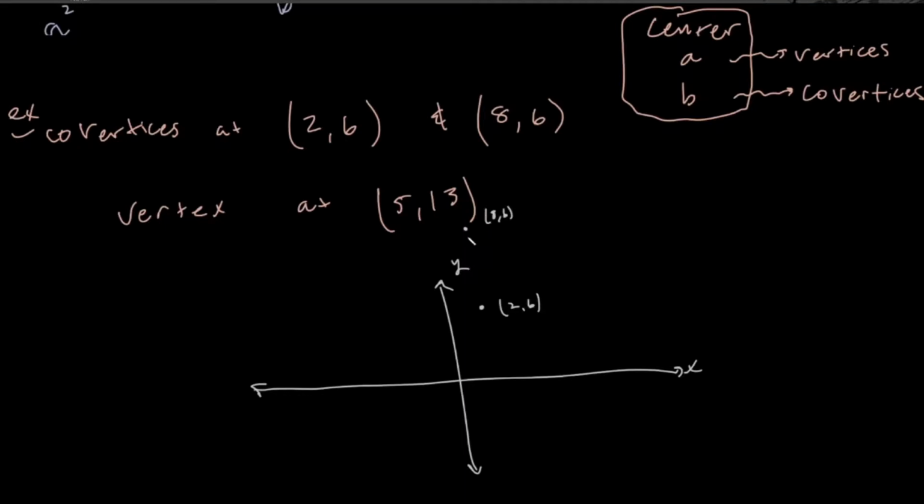That means that this is the minor axis. So we must be talking about a horizontal ellipse. The center has to be between these guys. Whoops, I did it wrong, didn't I? 8, 6 would be more over here, and 2, 6. Sorry, 2, 6 and 8, 6. So this is the minor axis, so it must be vertically oriented.